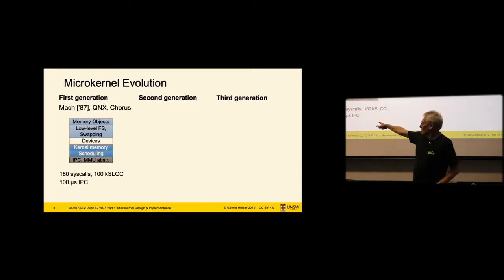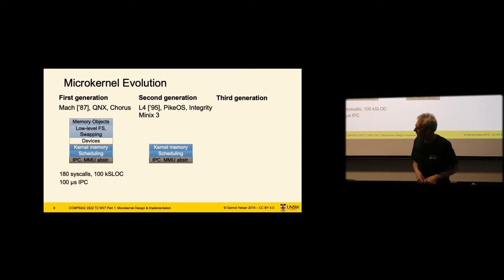Among others, the original Mach version 3, which is late 80s, early 90s, had 180 system calls. Honestly, this is more than the original Unix had. 100,000 lines of code, and as I said, 100 microsecond IPC. That was not just Mach, that was representative of those systems. And then Jochen basically stepped back, analyzed what the problem was, and came up with this new L4 design, which is then considered a second generation microkernel. So taking the minimality really seriously.